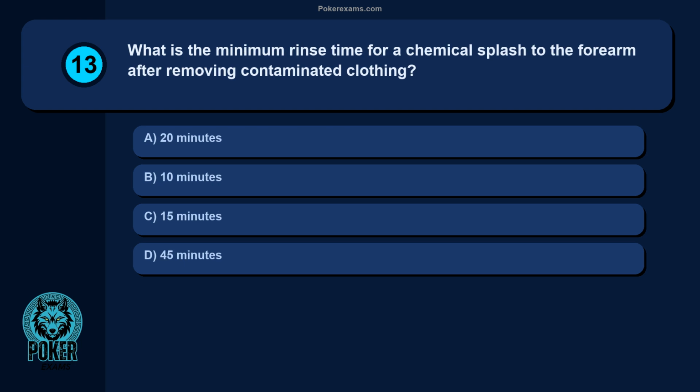Question 13. What is the minimum rinse time for a chemical splash to the forearm after removing contaminated clothing? 20 minutes. 10 minutes. 15 minutes. 45 minutes.